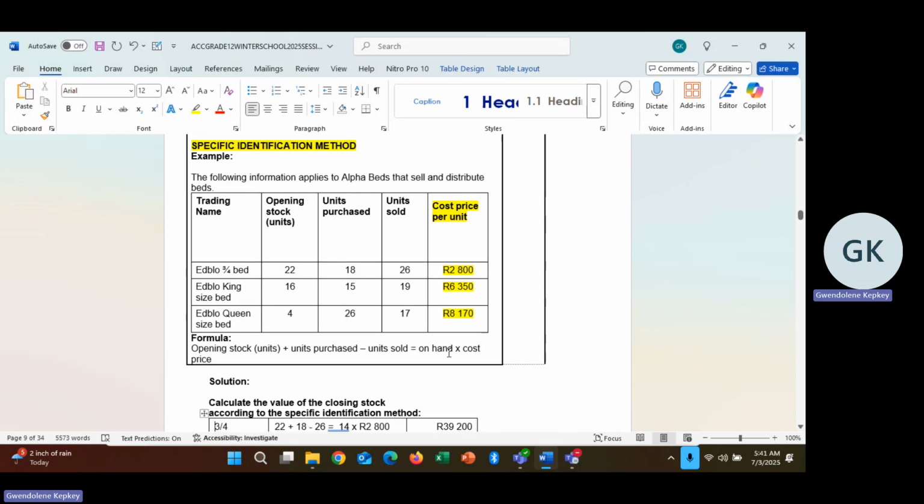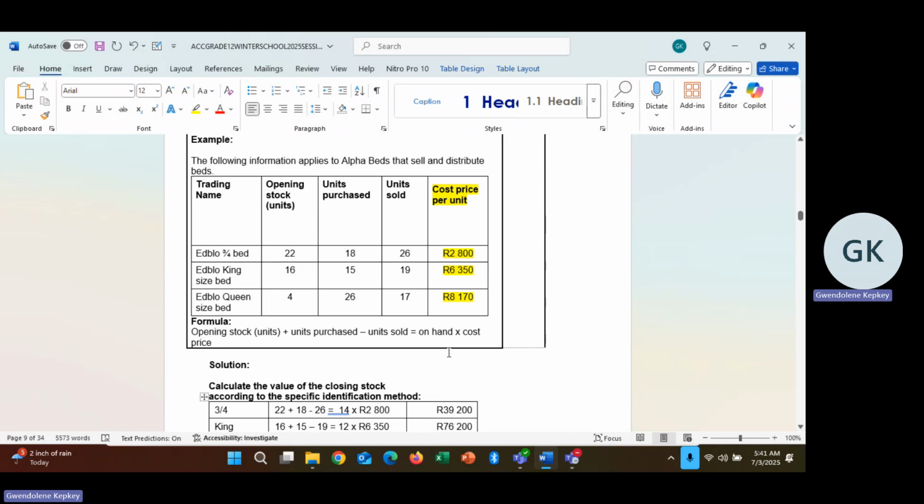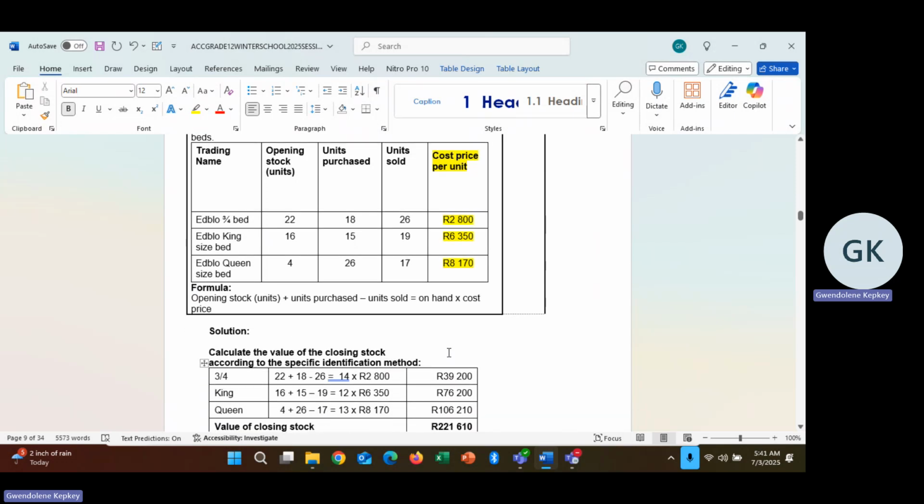So the formula to work out my closing stock using that method will be the following. I take my opening number of items. I add what I have purchased. Very, very seldom that you return these items. I'm not saying never, I'm just saying seldom. So in this case, there aren't returns. And then I will deduct the number of items I've sold. If you do so, you come to the items you have on hand.